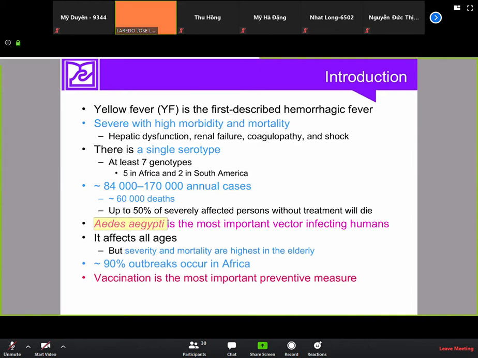Yellow fever is found mostly in sub-Saharan Africa and in South America. Yellow fever is not found in Asia. Look, the vector is the same as dengue, Aedes aegypti. However, we don't have yellow fever in Asia, and we don't know why. We have a vaccine. Currently, vaccination is the most important preventive measure.